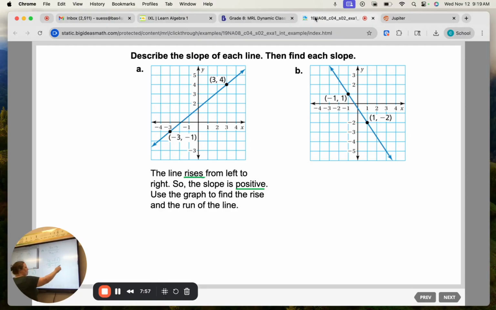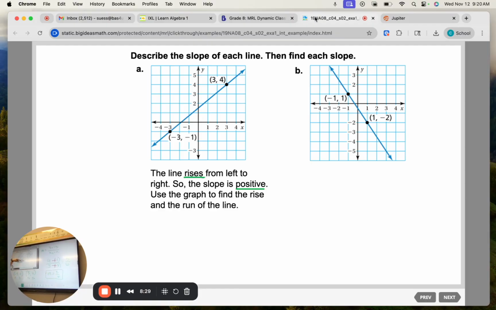All right, now, when you see a negative like that, what does that change that to? Addition. Both of those become plus. Right? So what is 4 plus 1? 5. And what is 3 plus 3? 6. So my slope is 5 over 6. And that's all they're asking for.